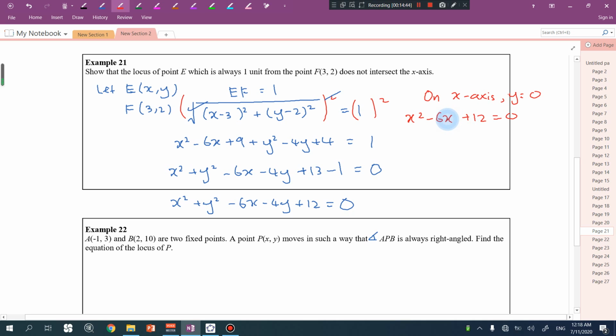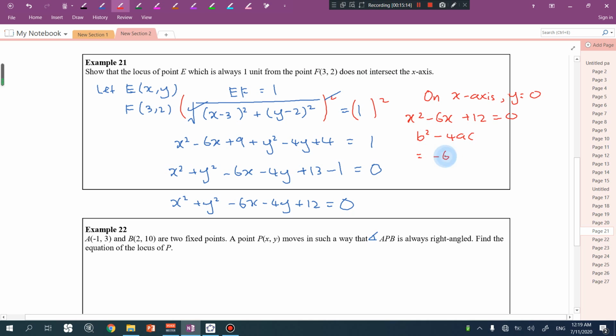So since now we want to show the teachers this locus does not intersect the x-axis, it means that we are actually not able to get the real root for this x. So we use b squared minus 4ac. We calculate b squared minus 4ac. If this is less than 0, it means no real root. So we already show that this locus does not intersect the x-axis.